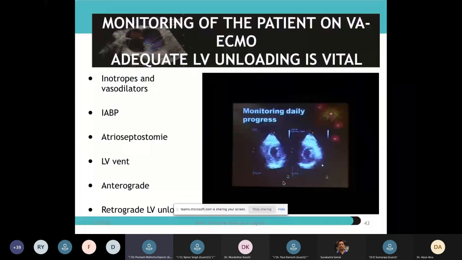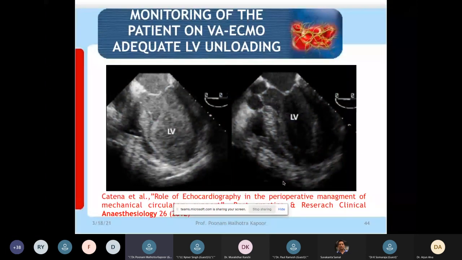A mid-papillary short axis view, if you have put an IABP and there is ECMO happening with LV distension and you want to unload with an IABP and that's not enough, or you've done an atrial septostomy or an LV venting or an LA venting or an anterograde or a retrograde LV unloading, then all these are very, very important to be first seen on an echo with these different 7-8 views. A very important thing on adequate LV unloading is monitoring the patient. And if you monitor the patient for the presence of any dyskinesia, akinesia, LV distension, aortic valve opening, worsening of the regurgitation, you know your patient's in the right hands.